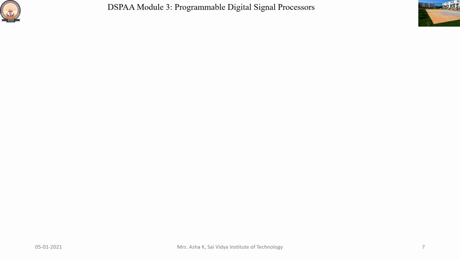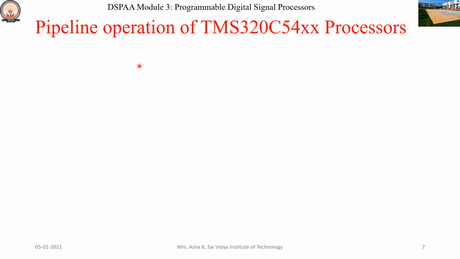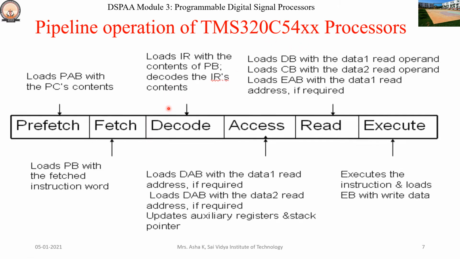The next topic that we are going to discuss here is the pipeline operation of the TMS320C54XX processor. It consists of 6 different phases in the pipeline operation. The first one we call the prefetch phase. What it does in this phase is load the PAB with the program counter's content.